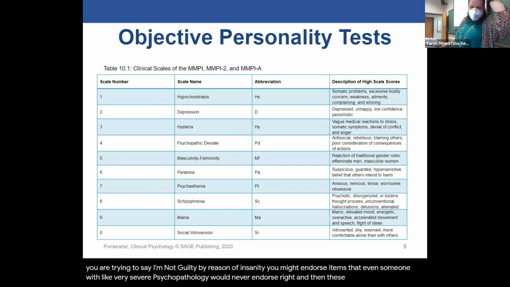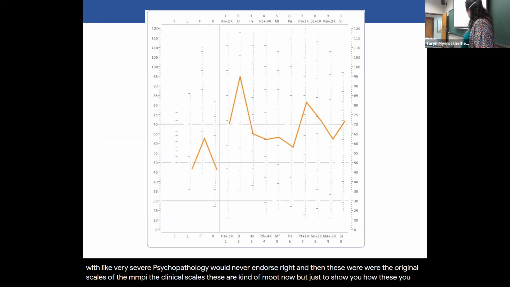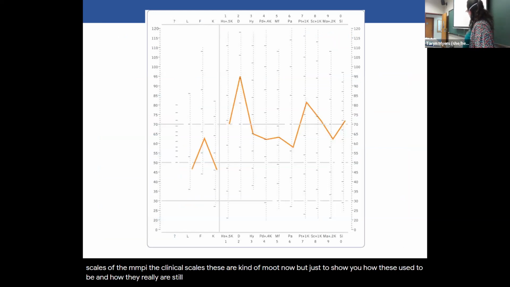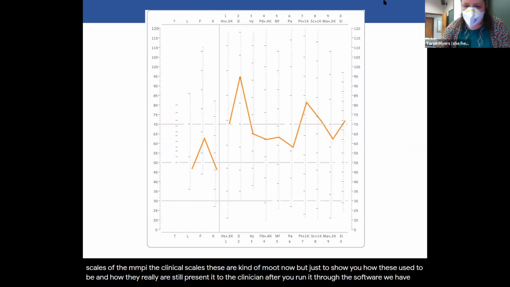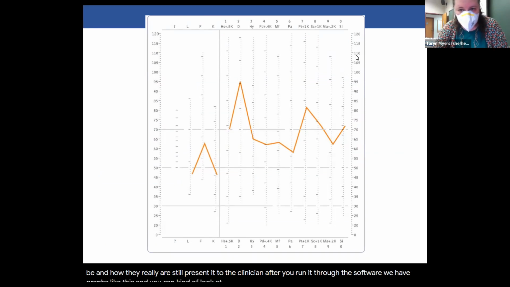And then these were the original scales of the MMPI, the clinical scales. These are kind of moot now. But just to show you how these used to be, and how they really are still presented to the clinician after you run it through the software, we have graphs like this, and you can look at what the various interpretations are.